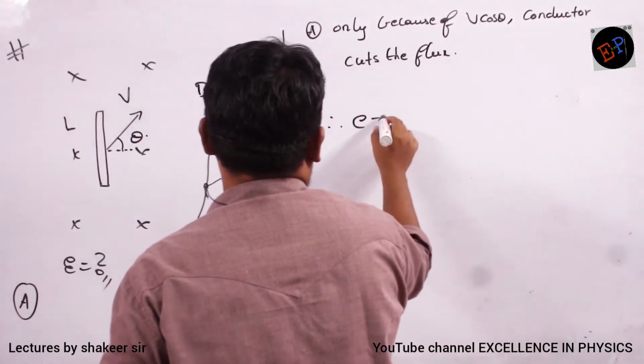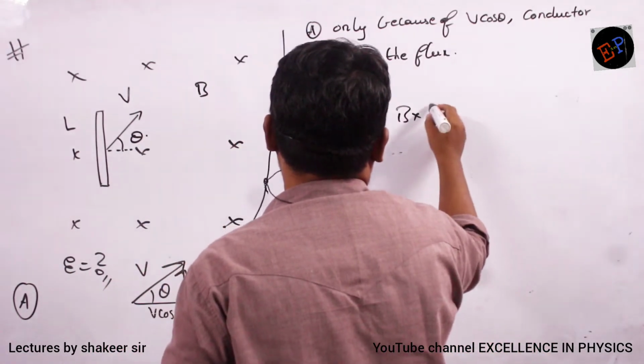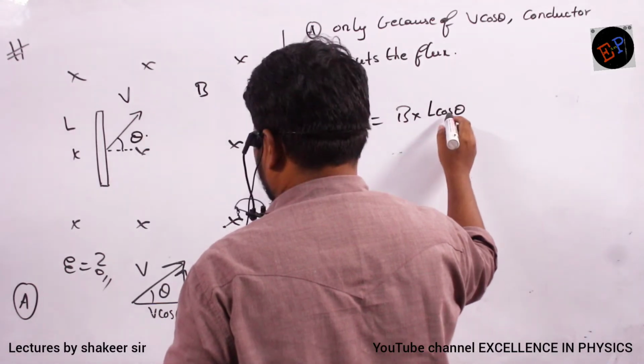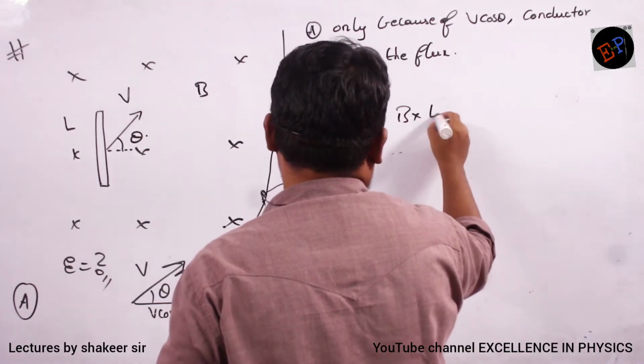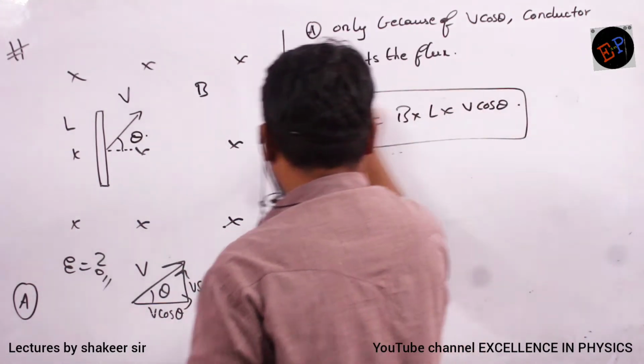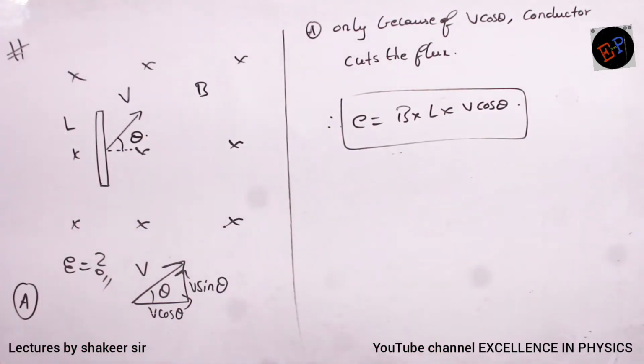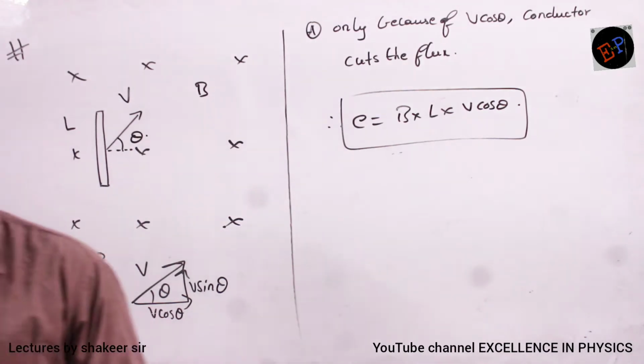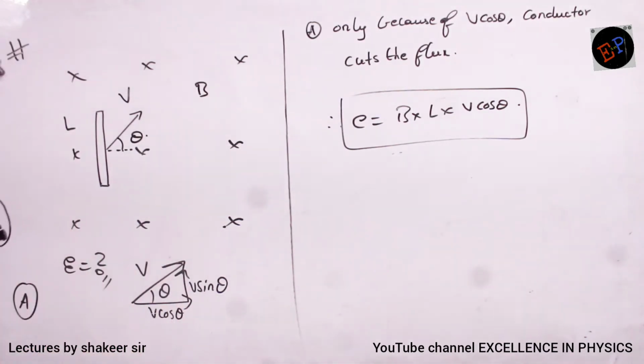Therefore, E is equal to B into L into V cos theta. So this is my equation to calculate EMF induced. Are you able to understand? So this concept is called motional EMF, EMF induced because of motion of the coil. Are you able to understand?